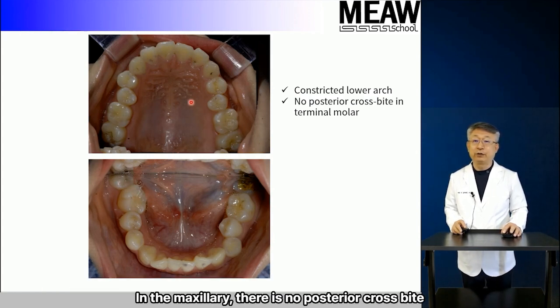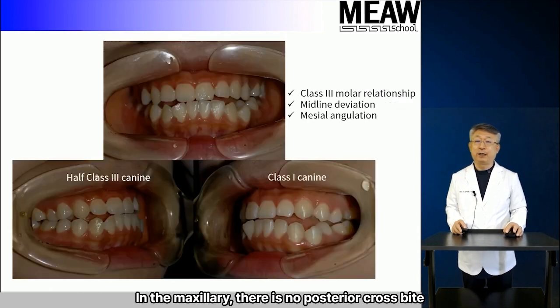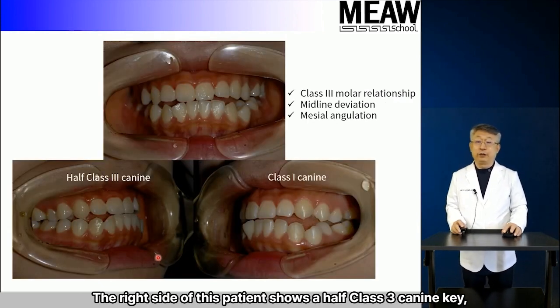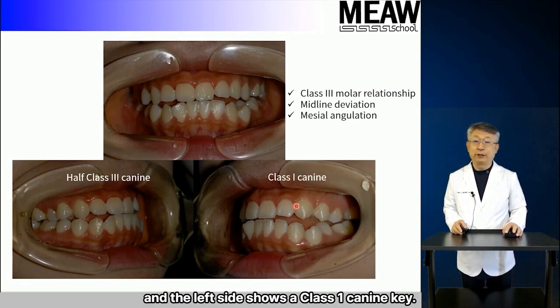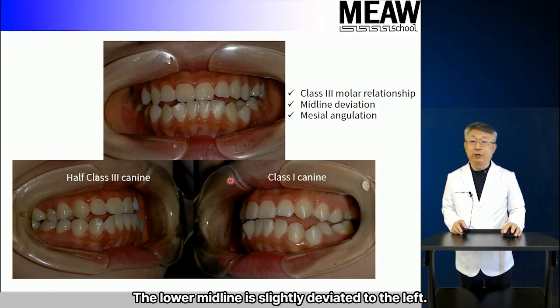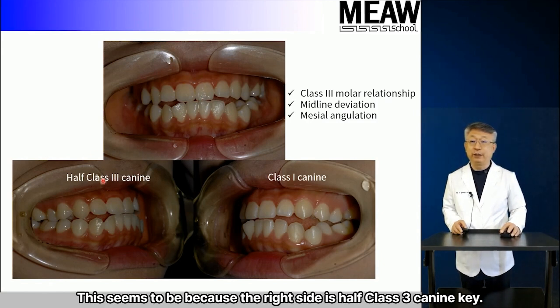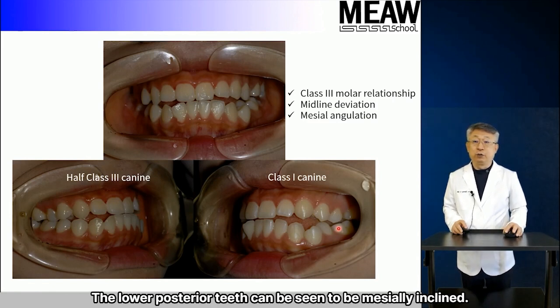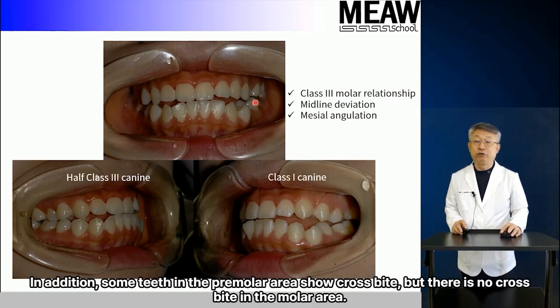In the maxillary, there is no posterior crossbite. The right side of this patient shows a half-class 3 canine key, and the left side shows a class 1 canine key. The lower midline is slightly deviated to the left. This seems to be because the right side is half-class 3 canine key. The lower posterior teeth can be seen to be mesially inclined. In addition, some teeth in the premolar area show crossbite, but there is no crossbite in the molar area.